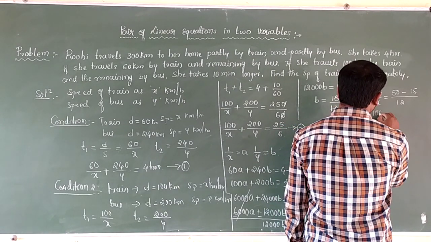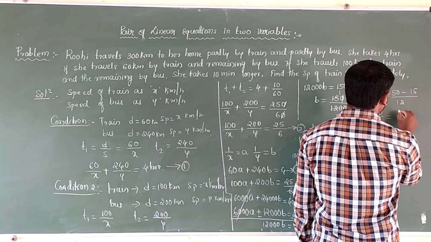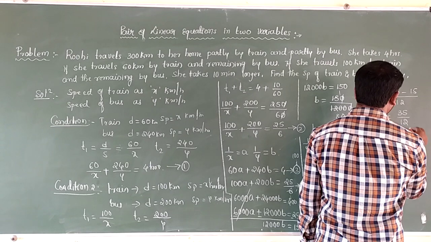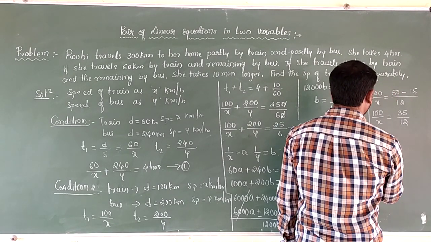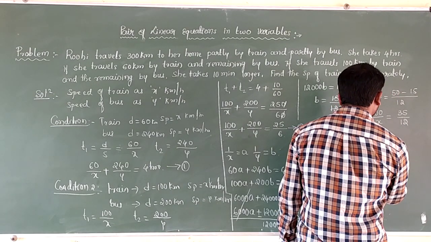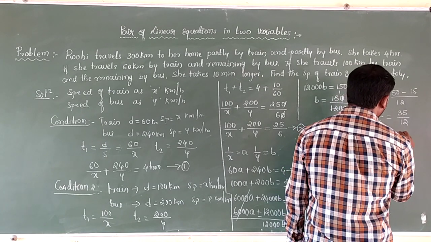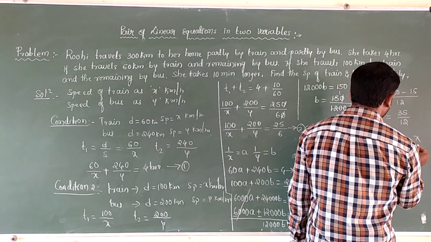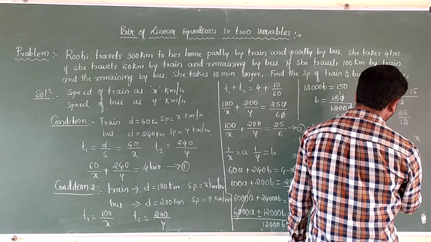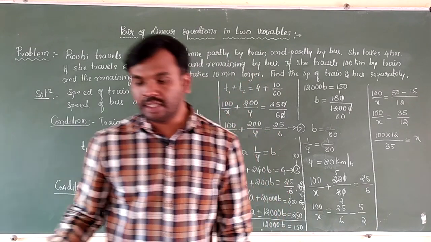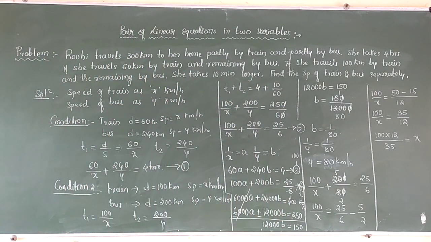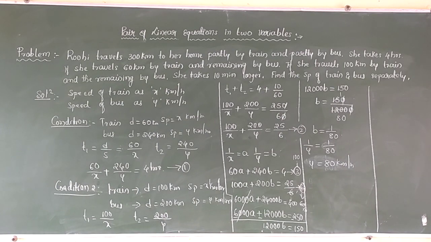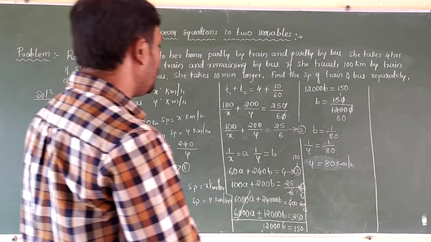So 100 divided by x is equal to 35 by 12. Cross multiply this one, then you will get the value of x. So 100 into 12 divided by 35 is equal to x. Simplify this one. So children, here we got the speed of the bus as 80 km per hour.